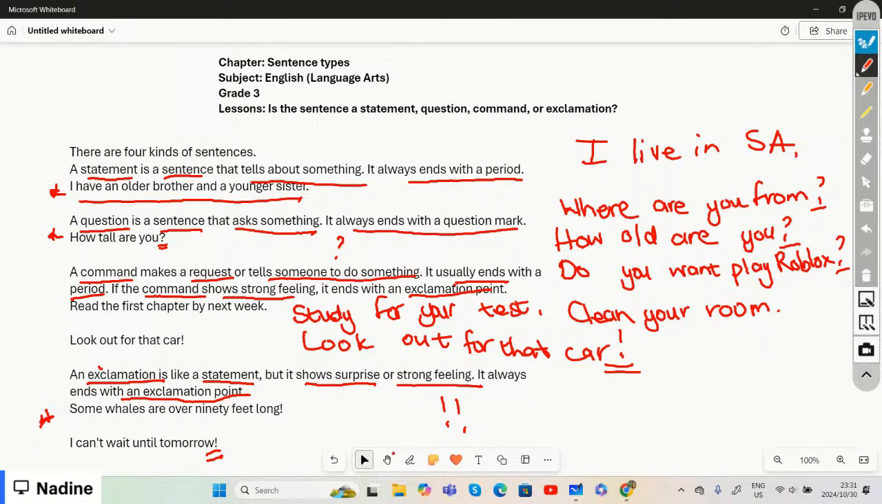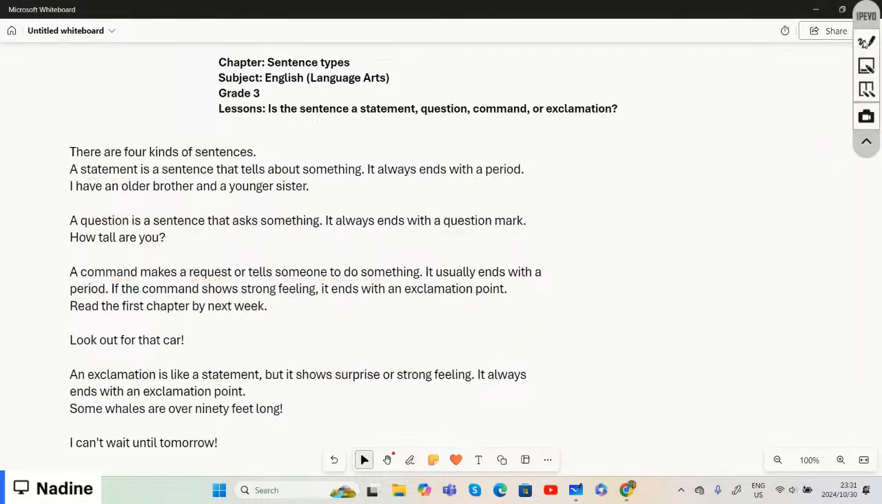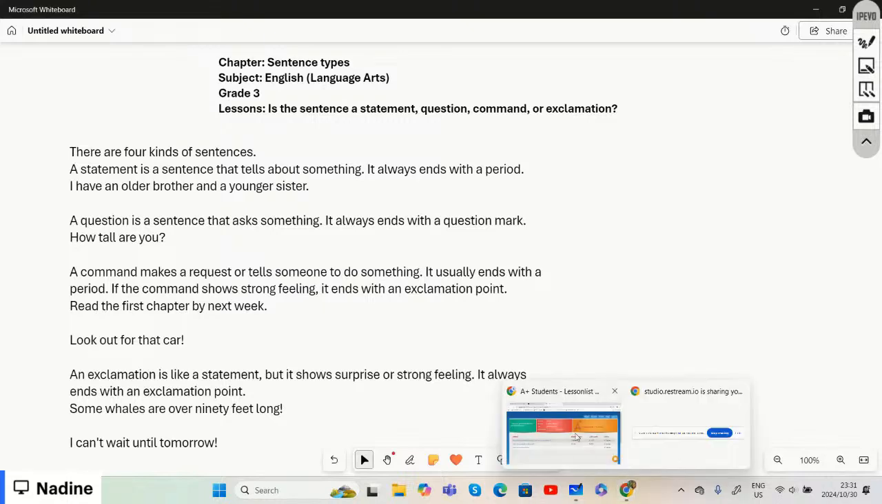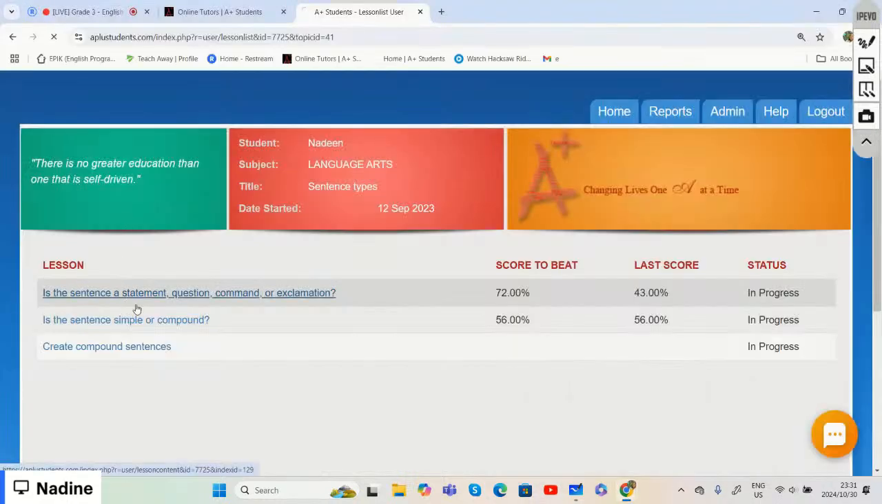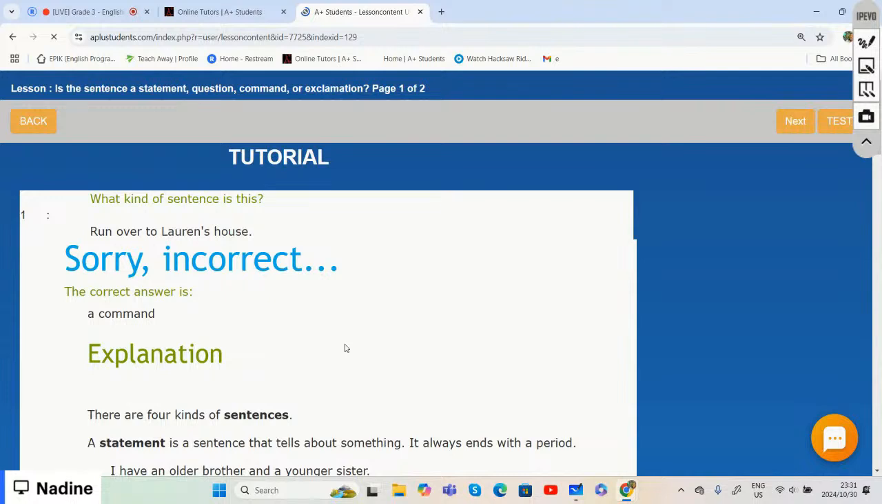All right. So these are our four kinds of sentences. We have a statement, question, command, and exclamation. All right. So now we're going to A plus students.ca. We're going to say, is the sentence a statement? Is it a question? Is it a command? Or is it an exclamation?